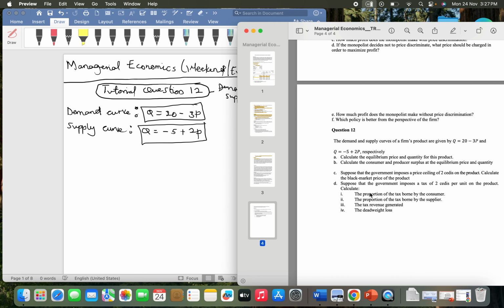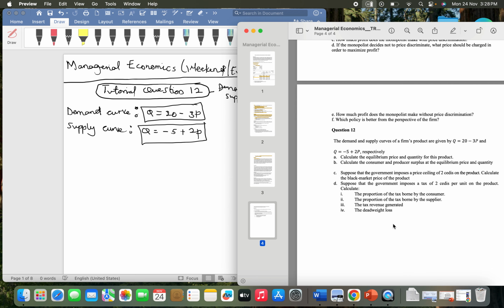D. Suppose that the government imposes a tax of 2 cedis per unit on the product. Calculate I, the proportion of the tax borne by the consumer. II, the proportion of tax borne by the supplier. III, the tax revenue generated. Then the fourth one, the deadweight loss.